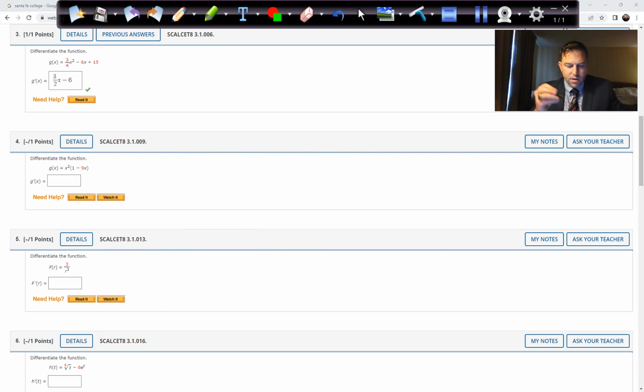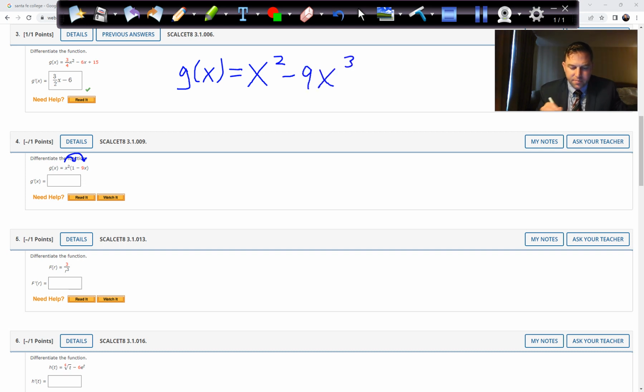Okay, now in the next one, what we want is we do want these to be in polynomial form. So we want it to be x^3, x^2, x^1, and a constant, something like that. So if you have this where you have a bubble and x squared, you want to distribute this x squared. So we're going to get g of x equals x squared times 1 is x squared, times minus 9x is minus 9x to the third.